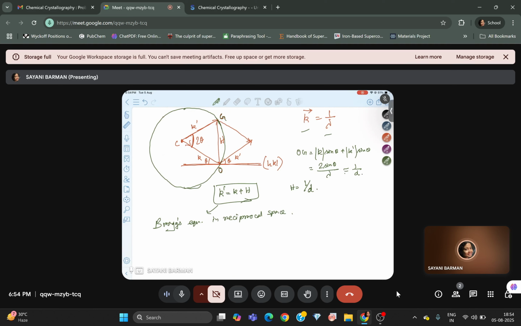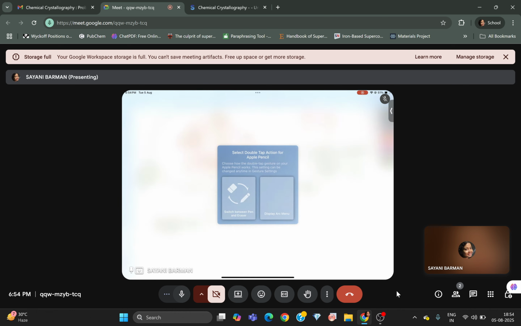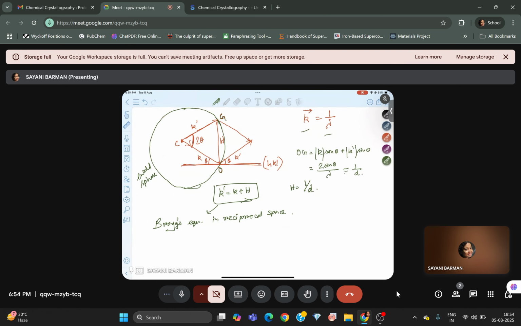And this is the Ewald sphere, or Ewald circle, whatever you can call it. Now, we can say that a diffracted beam with wave vector k prime will be present if and only if the vector k plus h lies on the Ewald sphere. Okay. So the Ewald sphere is important to know.